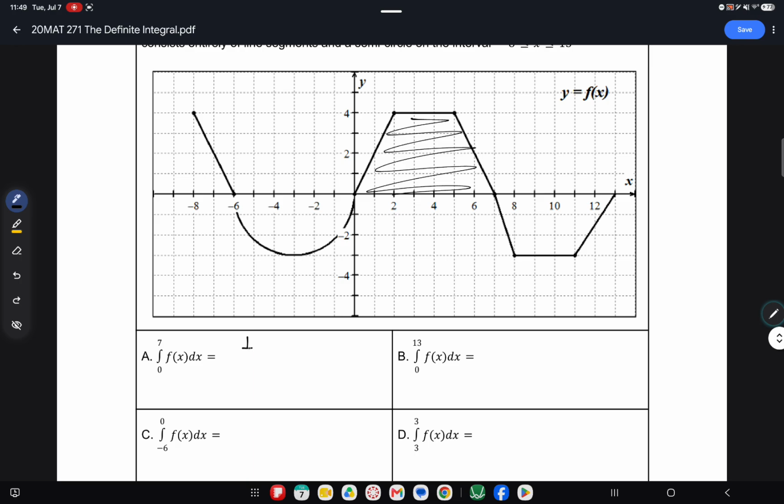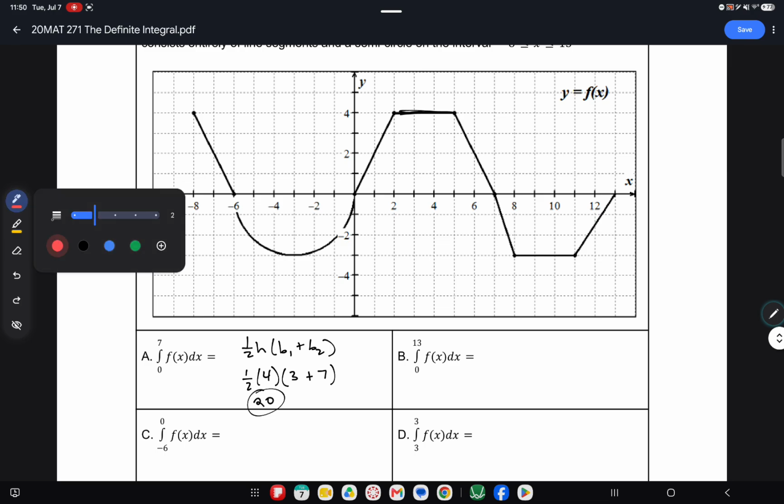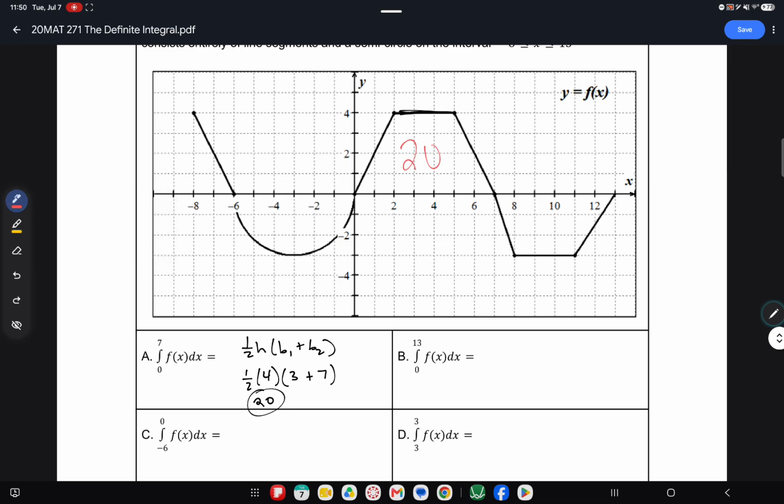So remember, the area of a trapezoid is 1/2 the height times base 1 plus base 2. The height in this case, because it's facing upwards, is 4. And then base 1 and base 2 are these things here. So here's one of the bases, from 2 to 5, that makes 3. And then the other base here is from 0 to 7, so 7 spots. So half of 4 is 2. 2 times 10 is 20. So that area is 20. And I'm going to write it in a different color, just in case we need it later.